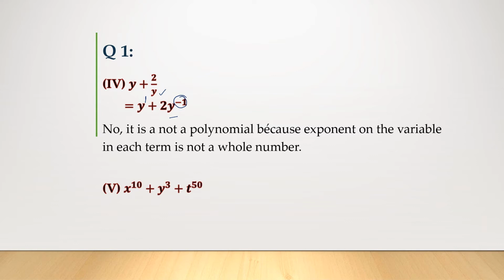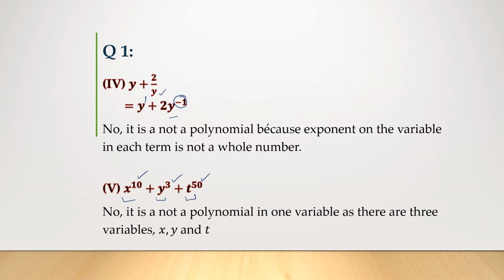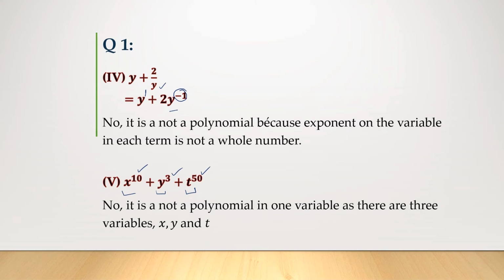Last part, x power 10 plus y power 3 plus t power 50. Now if we see the exponent on each term, yes, these are whole numbers. So yes, it's a polynomial, but this is not a polynomial in one variable as they have used three variables, x, y and t. No, it is not a polynomial in one variable as there are three variables, x, y and t. Now let's move to the next question.